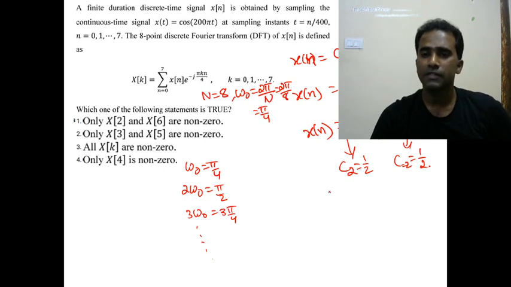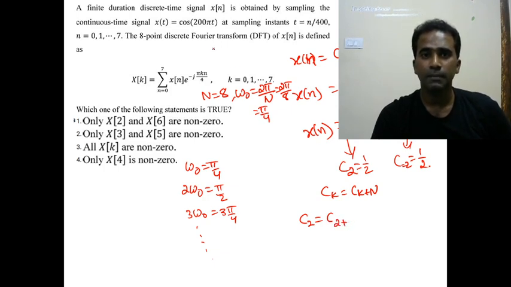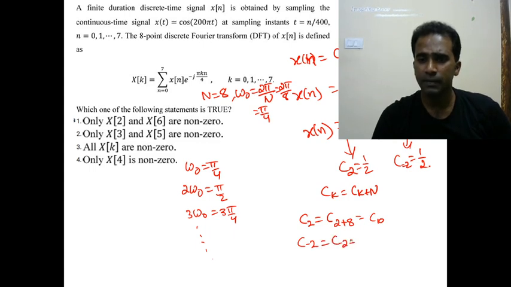Now, if C2 is half, we know that the DTFS, discrete time Fourier series coefficients, are periodic. Ck is equal to Ck plus N. Here, C2 is the same as C2 plus N, and the capital N value is 8. So C2 plus 8 is nothing but C10. Similarly, C minus 2 is equal to C minus 2 plus 8, which is C6. C6 also is equal to C minus 2, which is half. So C2 is half, and C minus 2 and C6 are also half.